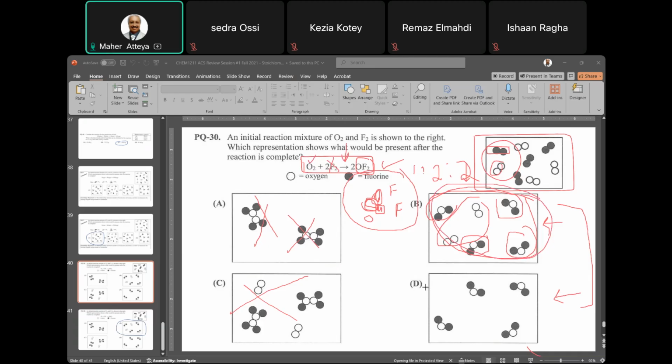Although D is correct, it is not correct in the sense that both of those are limiting. That's not true. One of them should stay in excess, and the other one will be consumed. So it's missing the excess molecule. This one here does not show excess, which is here in this sense we have 2 to 4, which is 1 to 2.